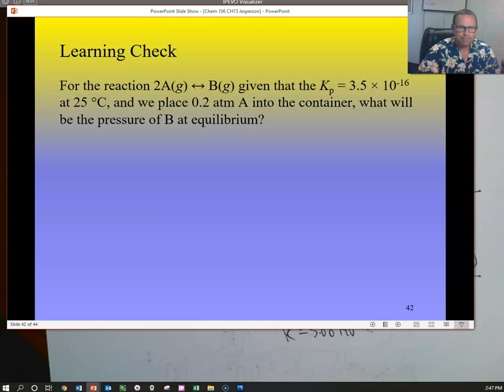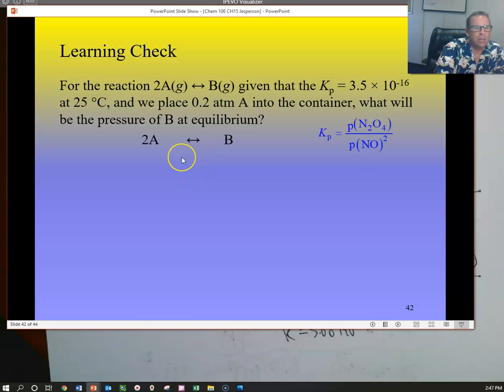Here's a chemical reaction, and we have a k value. And we're going to place 2 atmospheres of A into the container, and we want to know what the pressure of B will be when we reach equilibrium. All right, 2 atmospheres, that's in units of pressure, right? And we can deal with just pressure because we have been given a Kp, where, again, this is the equilibrium constant with respect to pressure. Okay?